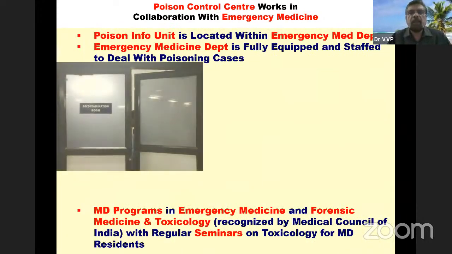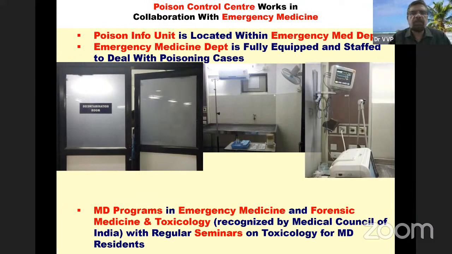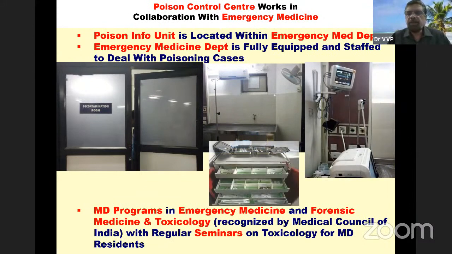Now, coming to the Poison Control Center, which has a connection with the emergency medicine department, the poison information unit itself is actually located, as I think mentioned, in the ER, emergency room. And it is a pretty full-fledged toxicology unit. As you can see here, we are an integrated unit, the Poison Control Center and the Emergency Medicine Department.